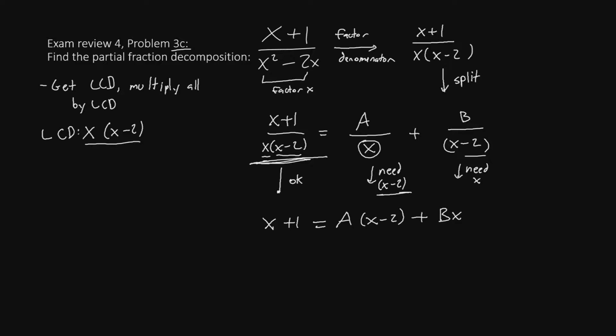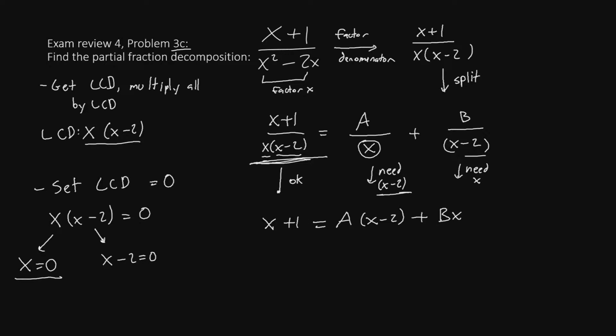Now, in a partial fraction decomposition problem, we do have one additional step that was not in any of our previous problems. We are also going to have to set the LCD equal to 0. So we'll say x times x minus 2 equals 0. We will split this up into pieces. We'll end up with x equals 0 and x minus 2 equals 0.